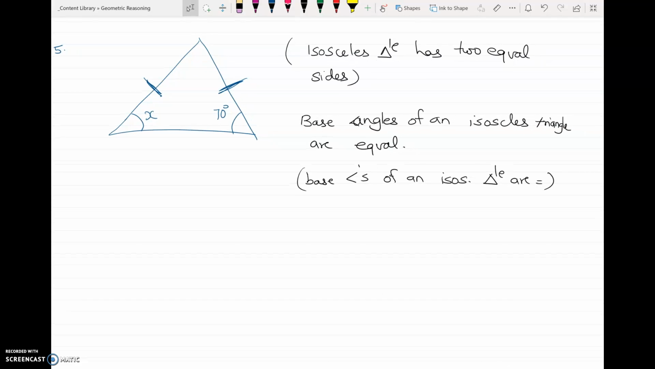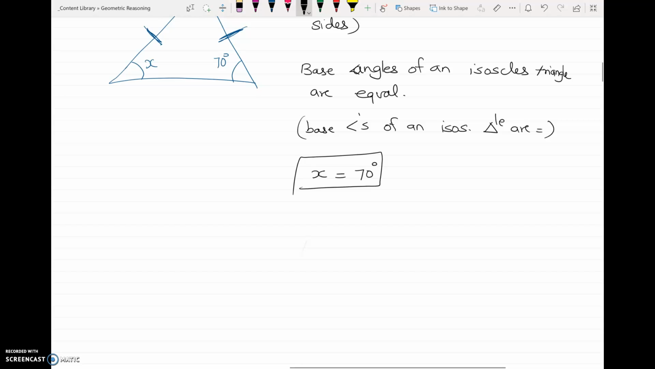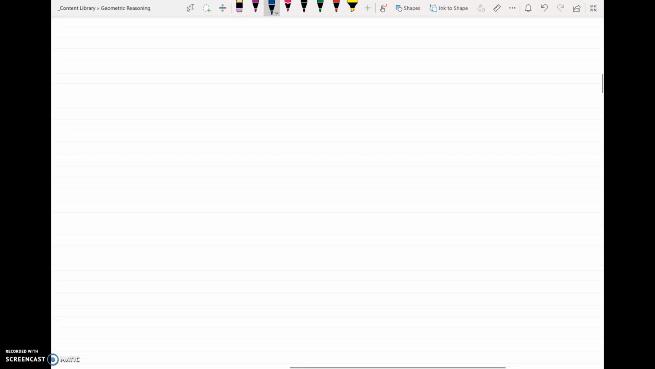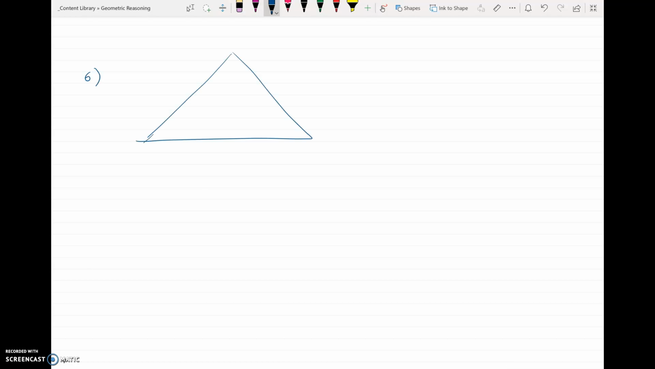So how will I find x in this case? It's pretty straightforward. So x should be 70 degrees because the base angles are equal. Now this is the second property of your angles using your triangle. Let's look at the 6th one. The 6th one is involving exterior and interior angles.